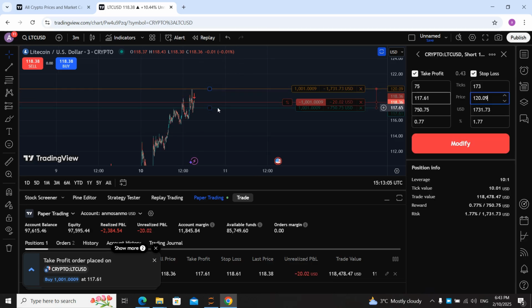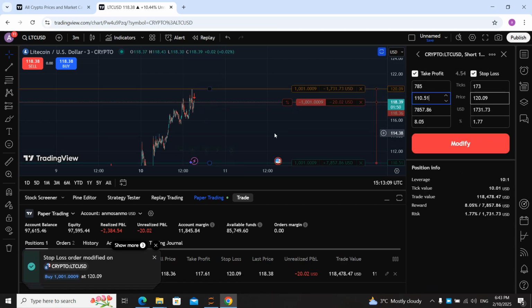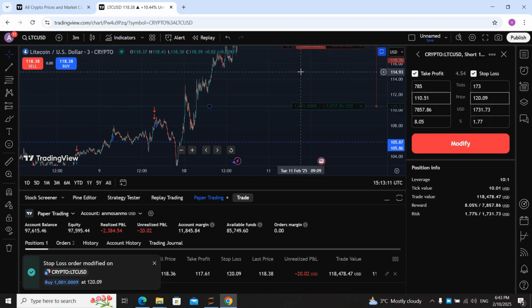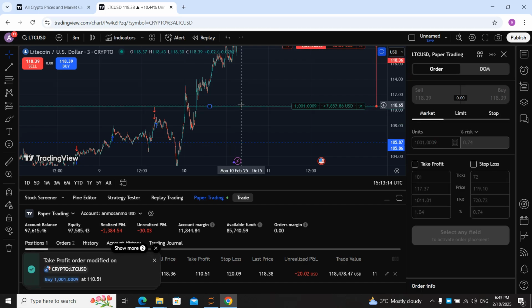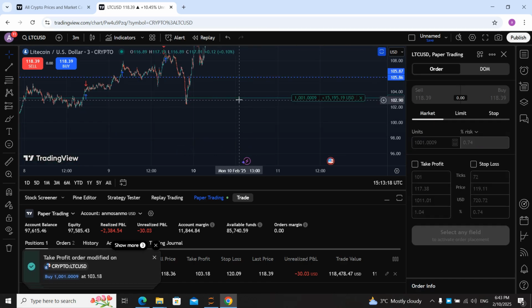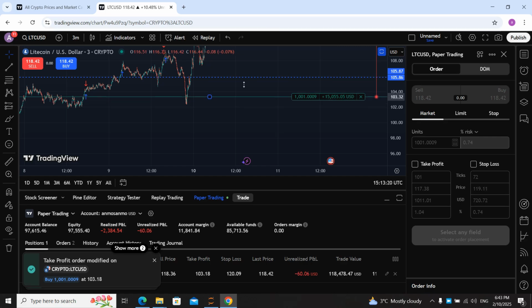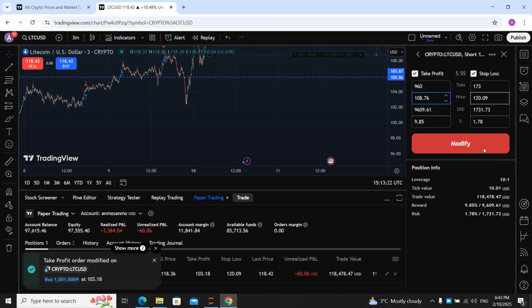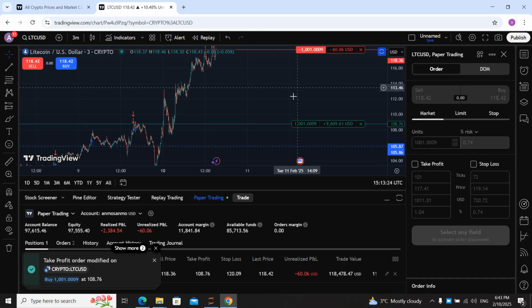Let's put the stop here and let's change the take profit to here. No, we are going lower. I make the take profit to here. Here is good. I don't have any rule for now.